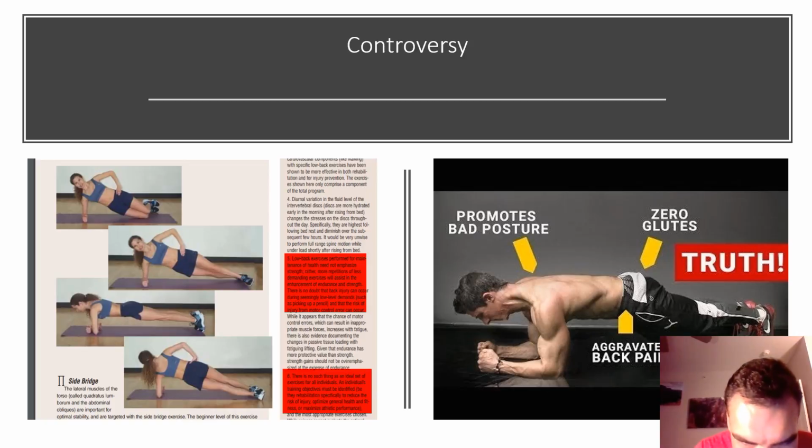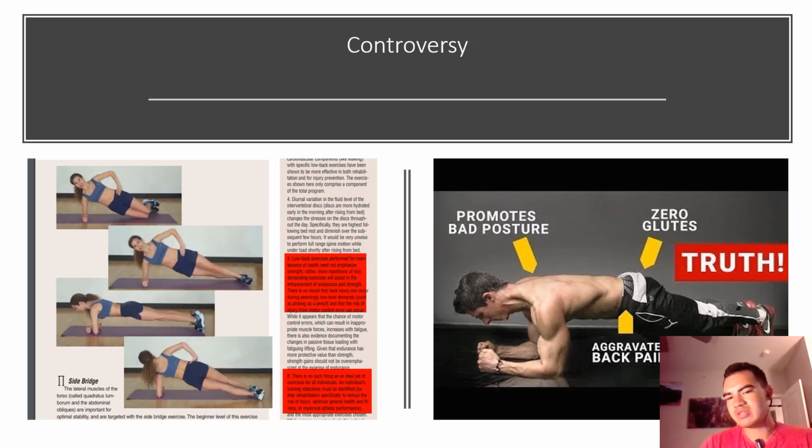And the last thing right here at the bottom, he says there's no such thing as an ideal set of exercises for all individuals. Individuals' training objectives must be identified: rehabilitation, specifically reduce the risk of injury, optimize general health and fitness, or maximize athletic performance. So it goes back to what I wrote on the last slide: know your population. Who are you working with and why, and how should you be training your core differently? Not every single person needs to do 150 sit-ups. Not every single person needs to do 2-minute planks. Just because it works for one population does not mean it works for another population.